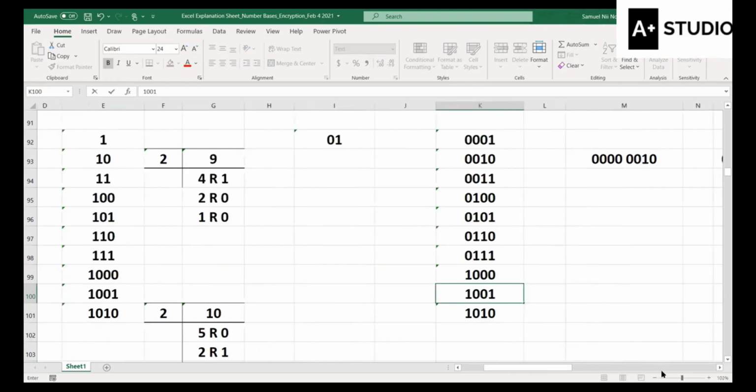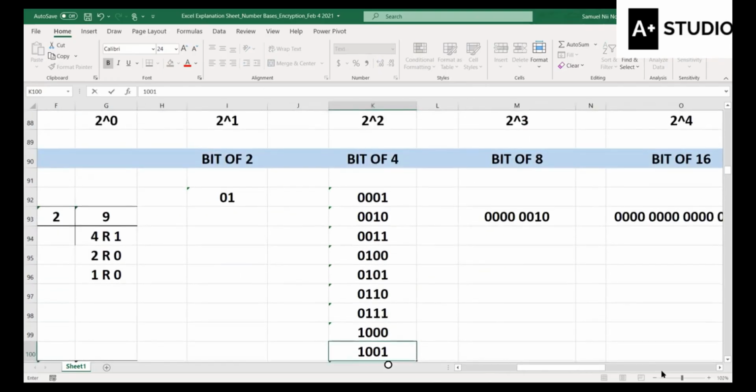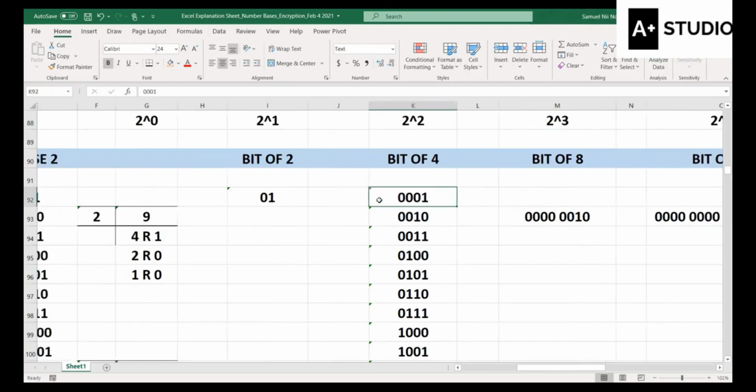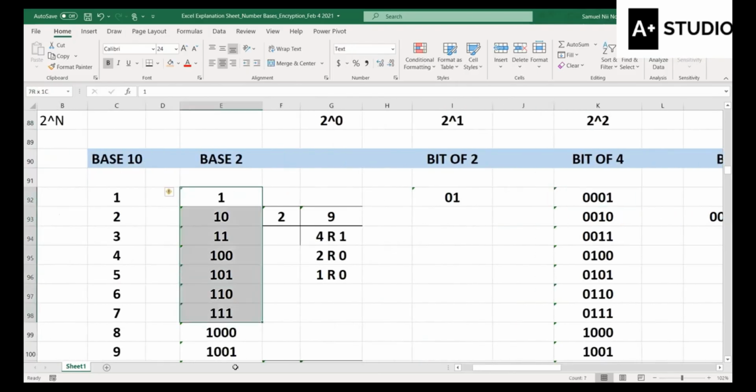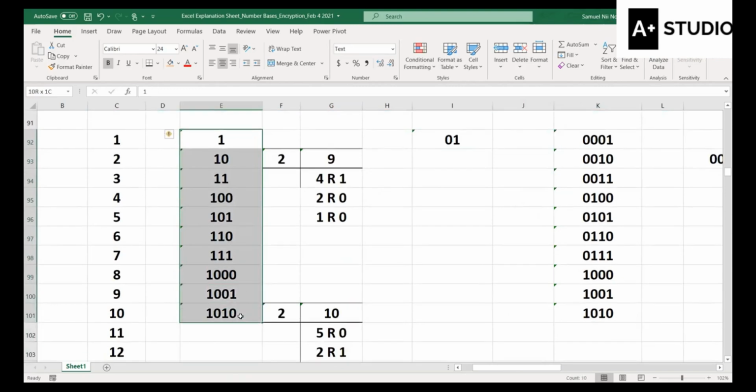Now, as we go on and the bits increase, 2 raised to the power 3, what are we supposed to do? The same numbers we are seeing here, this base 2, we want to express them in a bit of 8.